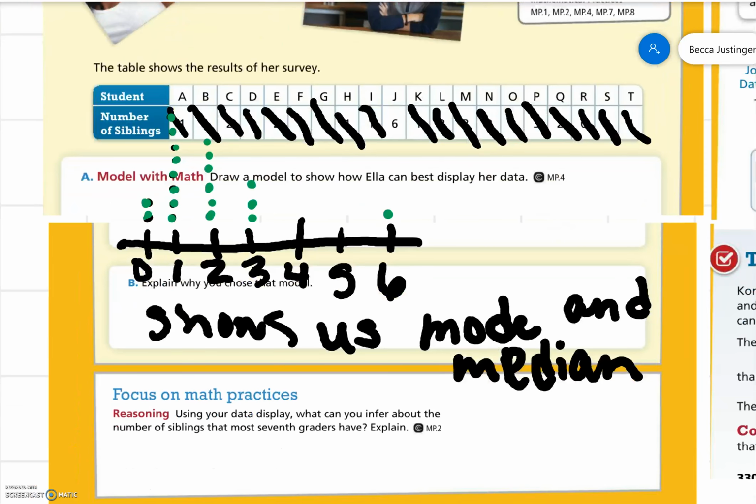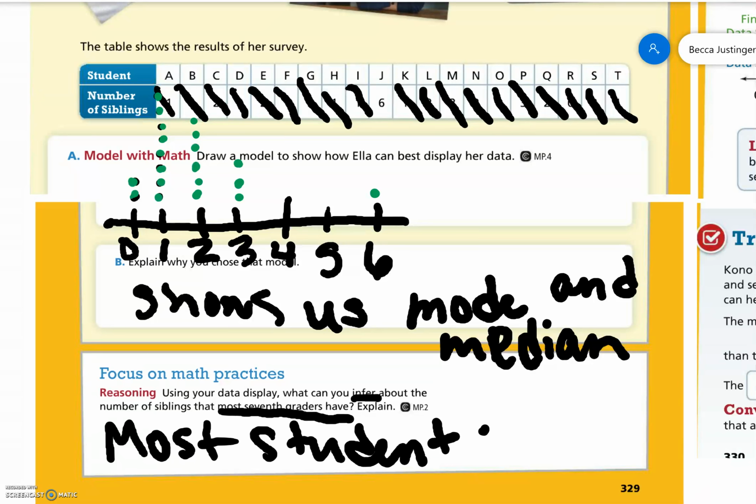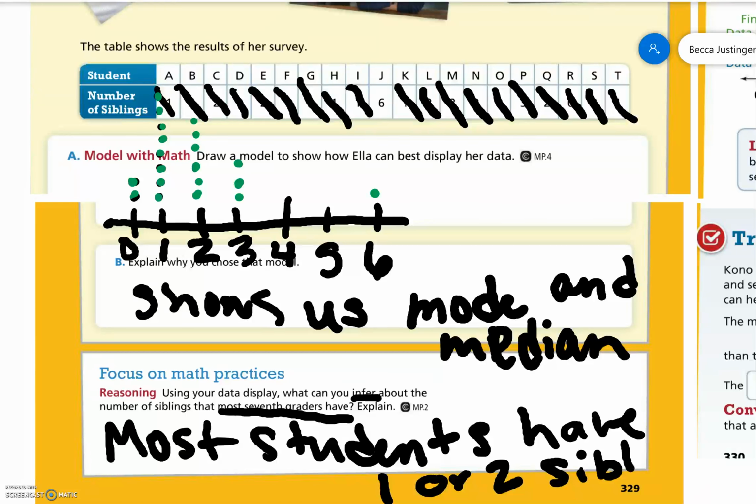Using your data display, what can you infer about the number of siblings that most 7th graders have? Remember that word infer from last lesson was to make an educated statement based on what you see in the data. So I would say that most students have 1 or 2 siblings, because you can see that cluster between 1 and 2, that was 8 and 6. There's 14 people out of our entire class that have either 1 or 2 siblings.